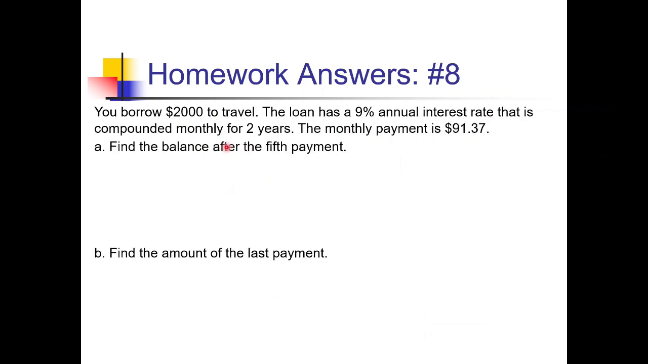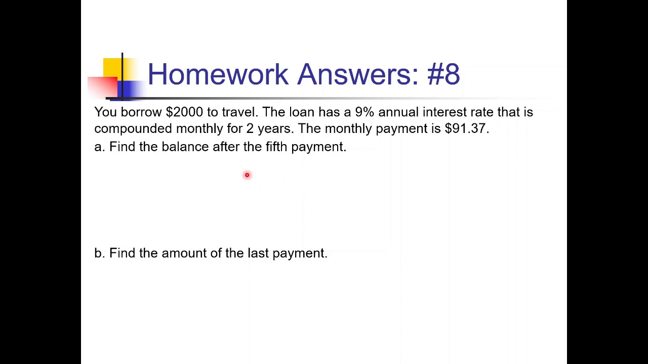For this problem, we're borrowing $2,000 to travel. The loan has a 9% annual interest rate. That's pretty high, and that's compounded monthly for 2 years. Monthly payment is $91.37. Okay, that doesn't sound too horrible. So we want to find the balance after the 5th payment. First, we're going to start by writing a recursive rule for the balance after the nth payment.